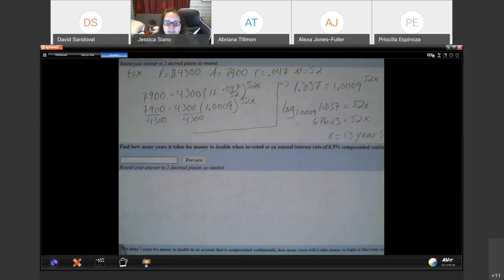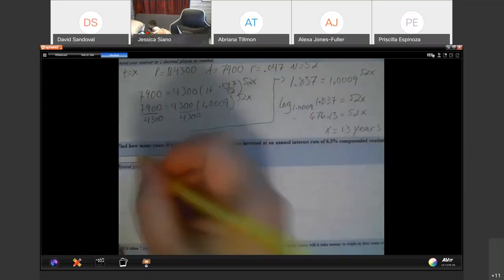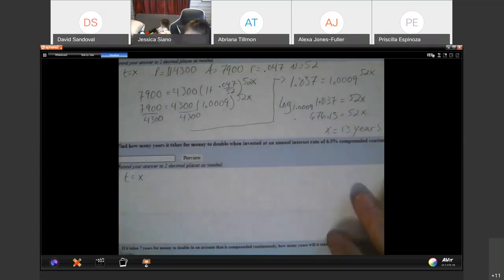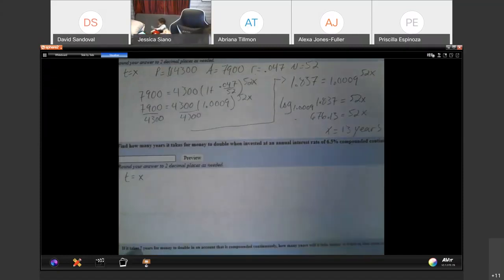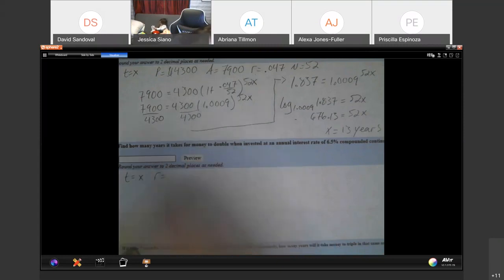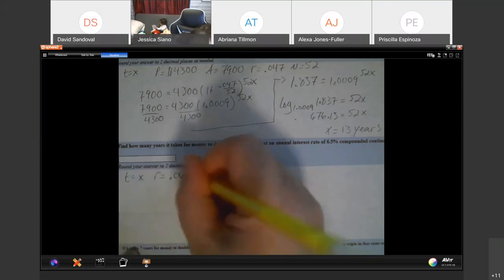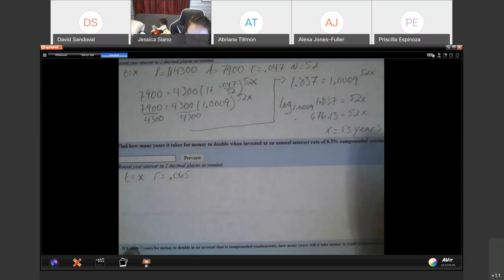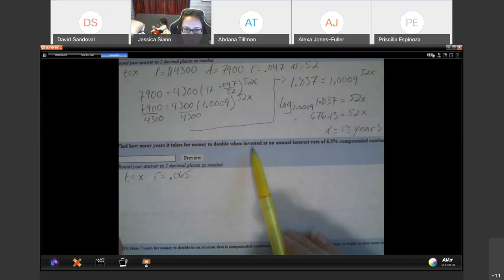Find how many years it would take for your money to double. So T is X, for your money to double when invested at an annual interest rate of 0.65, compounded continuously, which means I'm going to use my Pe to the rt. So anytime they ask you for a doubling amount, you can plug in a number. Like you can say, well, if I started with 100, then I would end with 200. Or you could say, well, if I start with P, then I want to end with 2P.